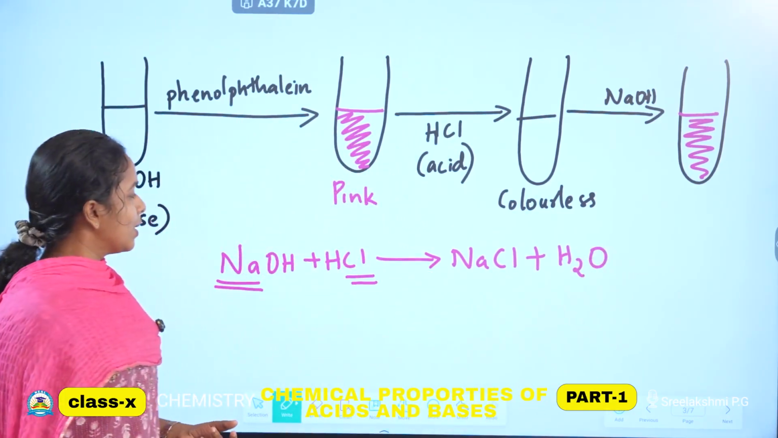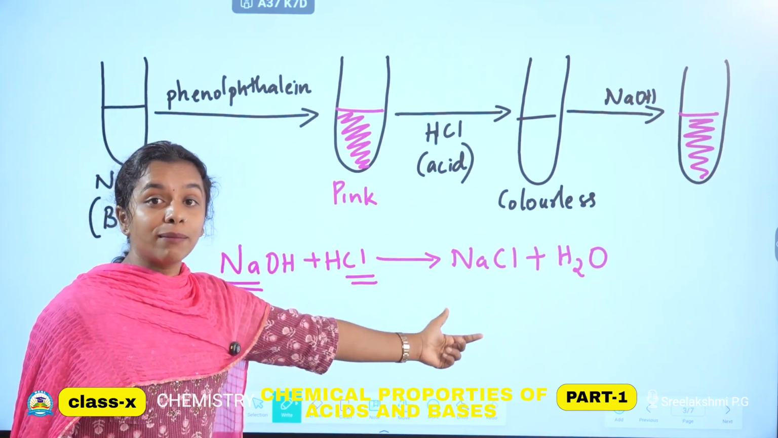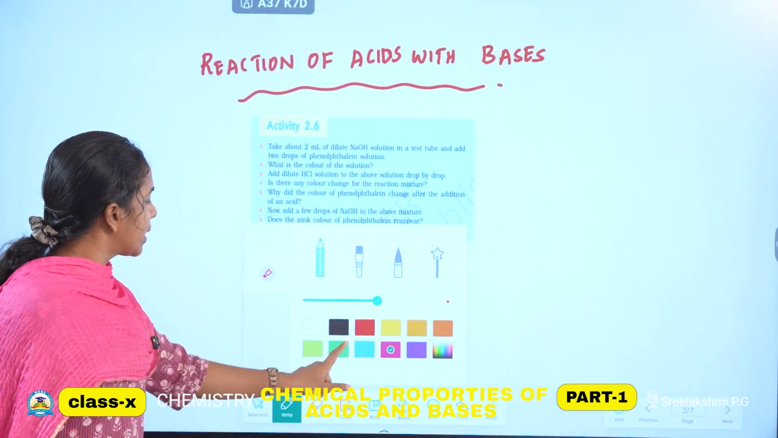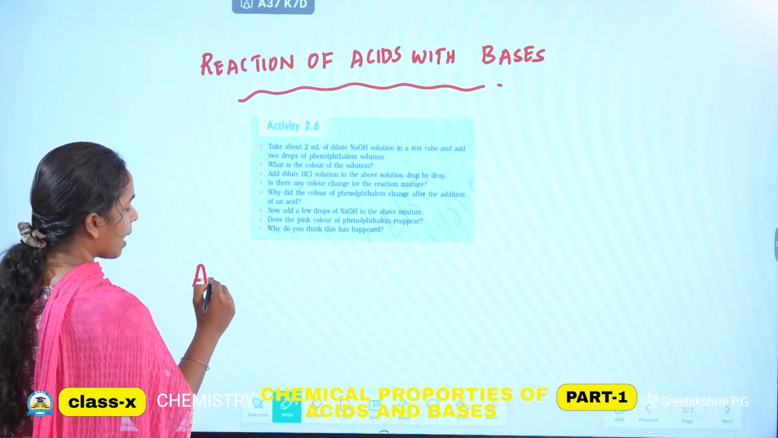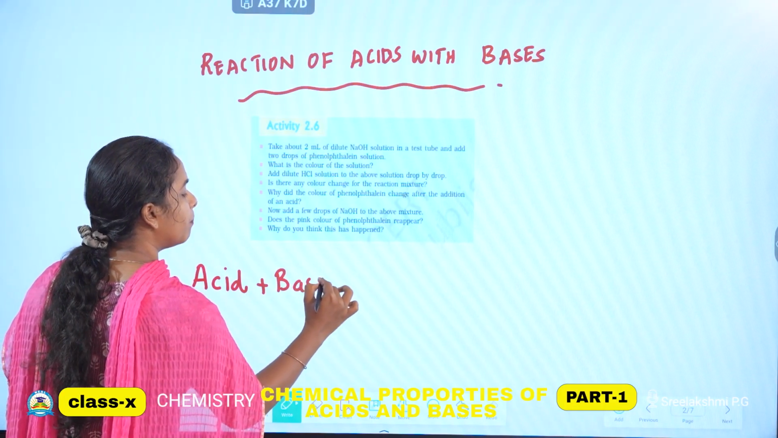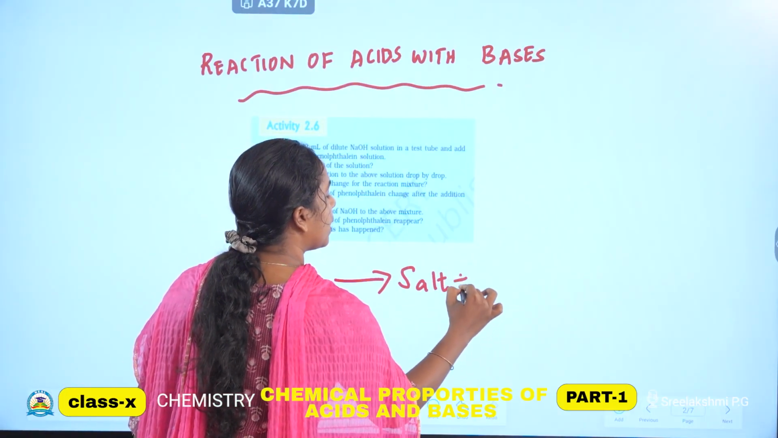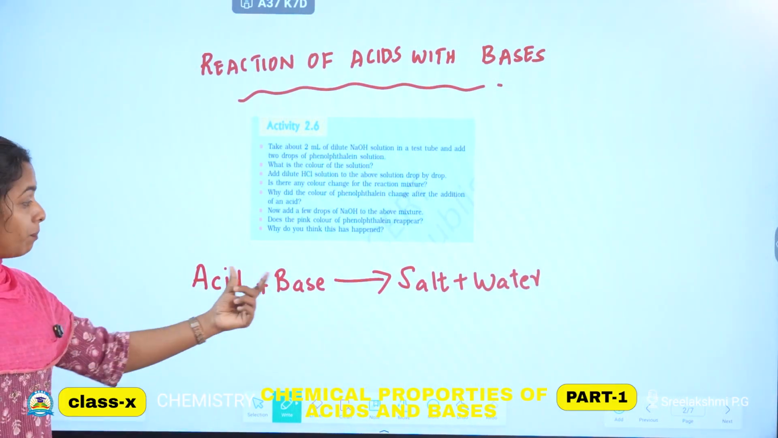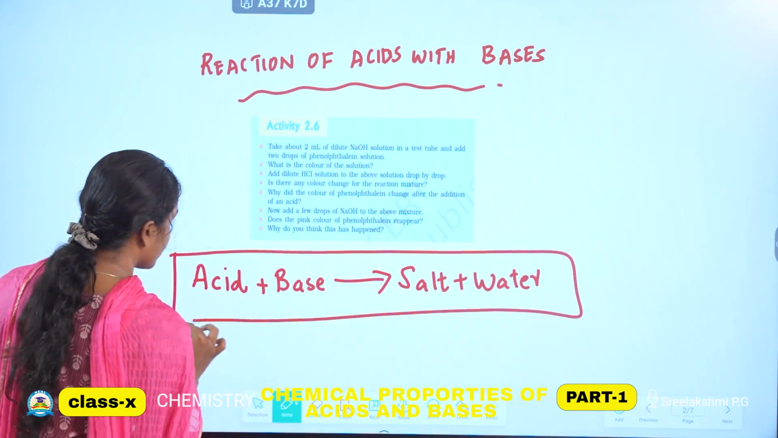H2O. That's it. So here sodium hydroxide reacts with hydrochloric acid to give sodium chloride and water. So in general, what can we write? We can write it as: an acid reacts with a base to give salt plus water. Okay? Acid reacts with a base to give salt and water. It's a very important equation.